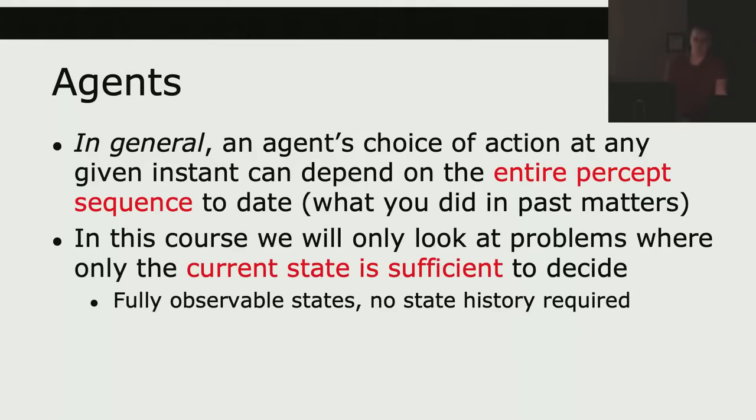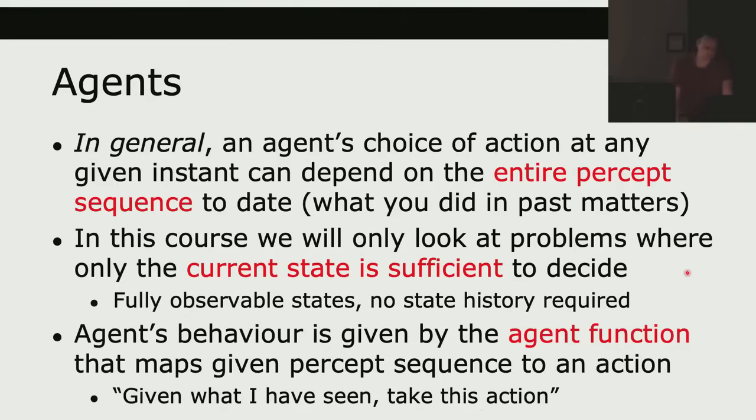In this course, when we talk about algorithms and solving problems, we're only going to be looking at problems where the current state is sufficient, because we don't want to open up that whole can of worms that is complete state histories. So we'll be talking about fully observable states, meaning that we can see everything, and no state history is going to be required. The agent's behavior is given by the agent function, and that is going to map a given percept sequence to an action.